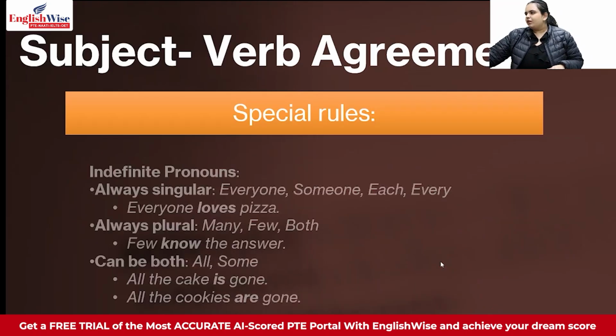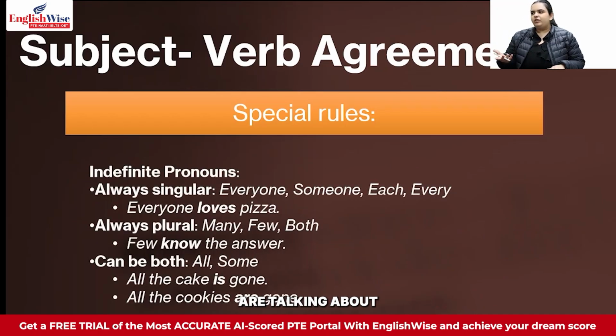Okay. Moving ahead, you are talking about indefinite pronouns. Now what do we mean by indefinite pronouns? Some of them always act as singular, like when you say everyone, someone, each, every, they will always act as singular subjects. Like everyone loves pizza. You don't say everyone love pizza. Everyone loves pizza because everyone is pertaining to a singular subject.